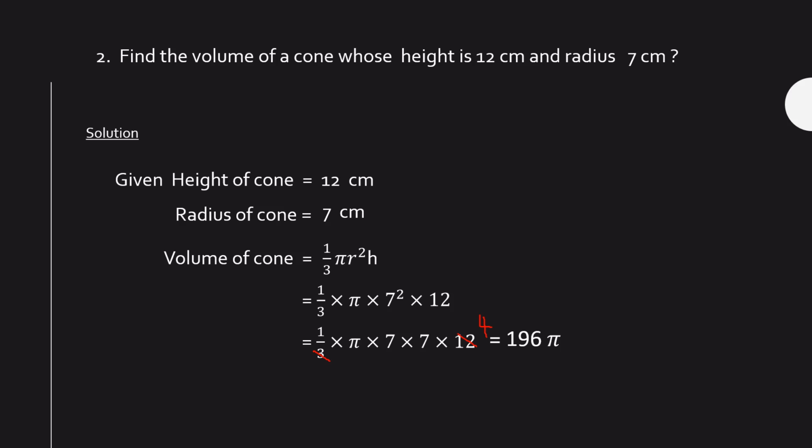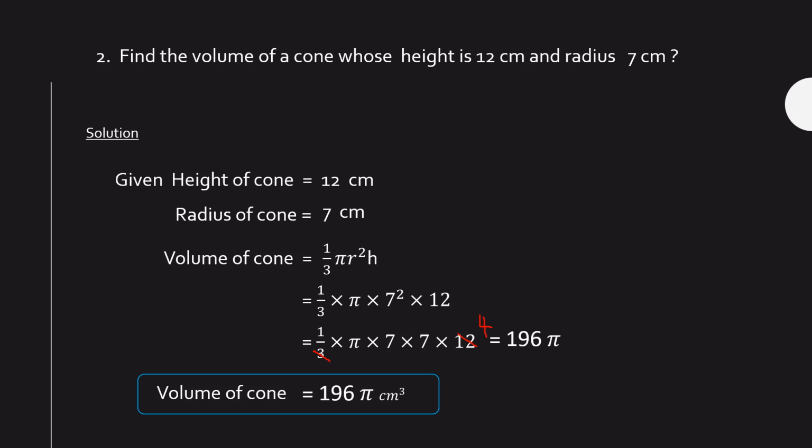So what is the final answer for this question? Volume of cone is 196 pi centimeter cube. Since this is a volume, you have to put the unit. And here the height and radius was in centimeter and then the volume will be centimeter cube.